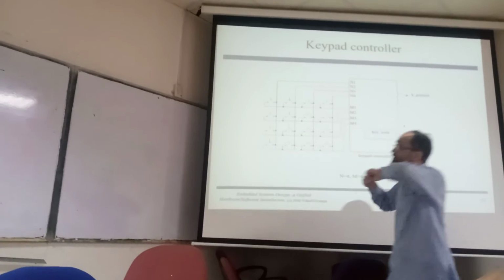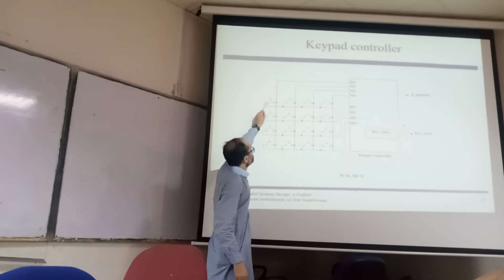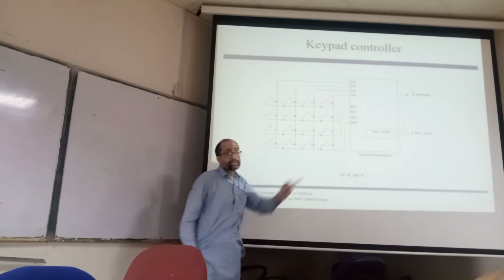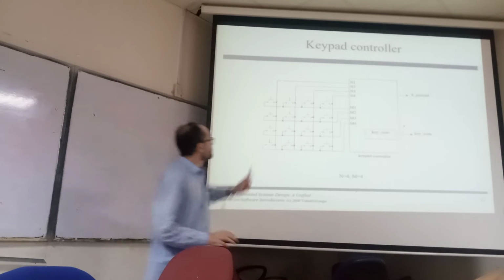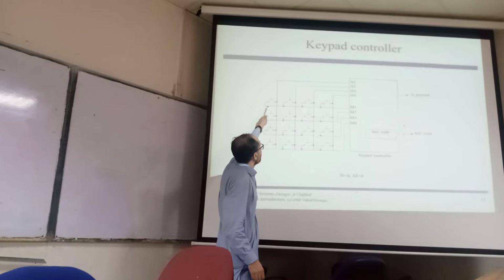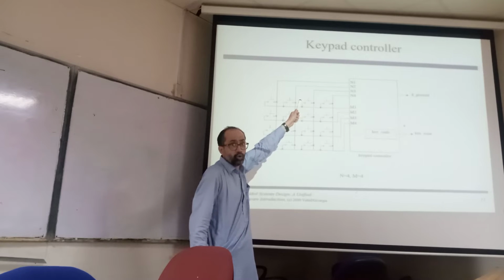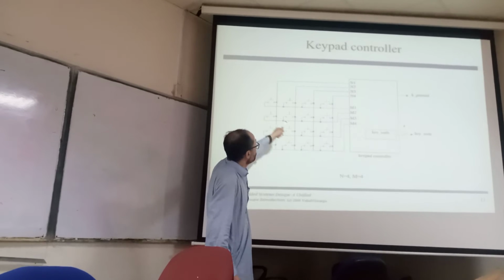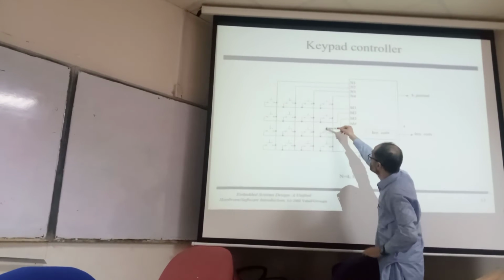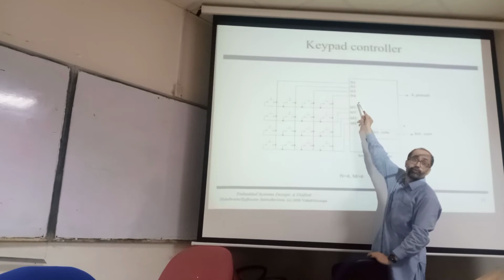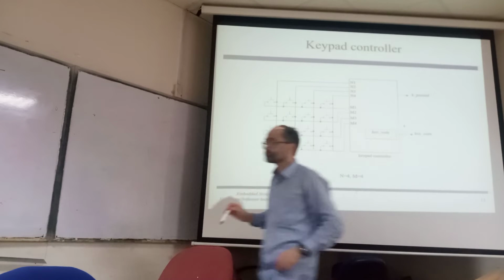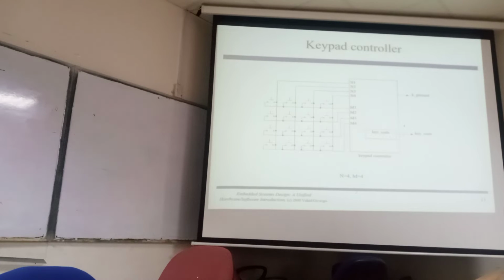Now if we press this switch 0, it means that M1 and N1 are connected. It is the intersection of M1 and N1. And if we press this switch on M3, which one is connected? M3 is connected with N4. Agreed? Okay.